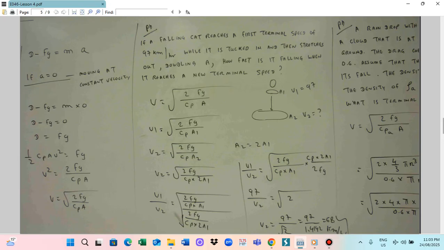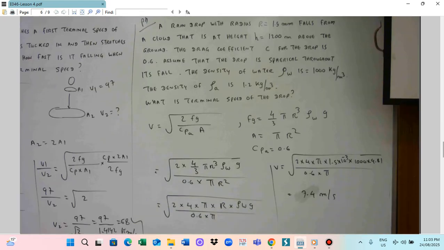97 by square root of 2. Because of that, we change. So this began at 97 by 1.4142. So you got 68 kilometer per hour. So this is the way we can calculate the V2.